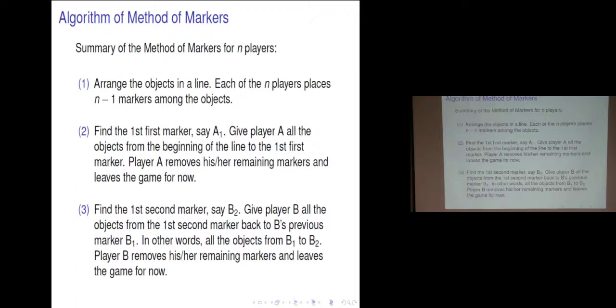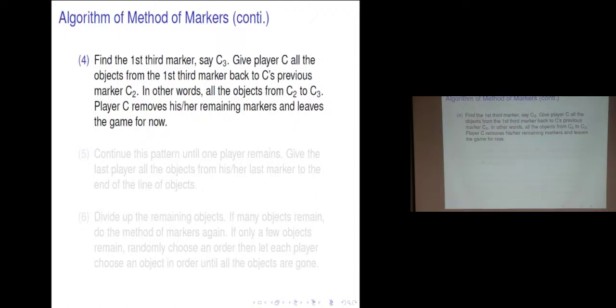So we find that marker, then give the player B all the objects from the first marker to the second marker, so from B1 to B2. In other words, all the objects from B1 to B2 go to B. And then player B removes his or her remaining markers and leaves the game for now. Now you can imagine what happens next, right? You continue moving from left to right, look at the third marker, and then do the same.